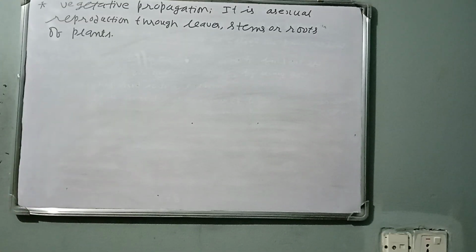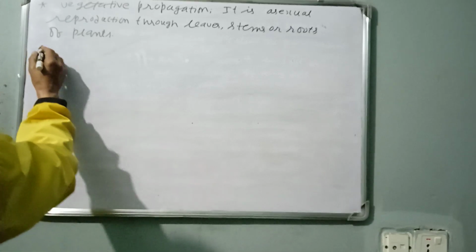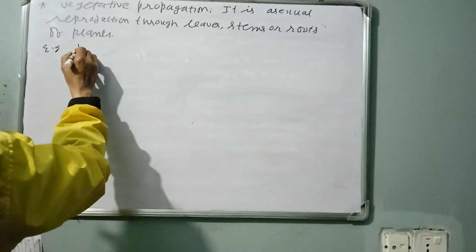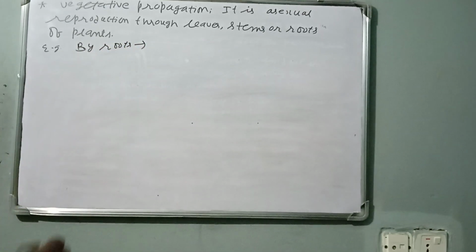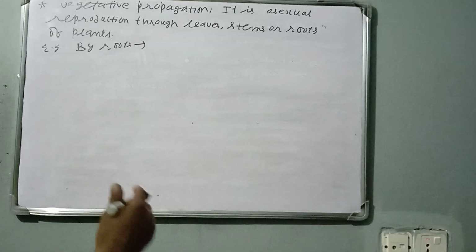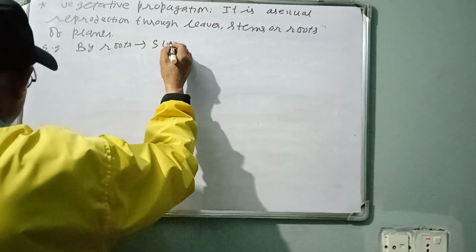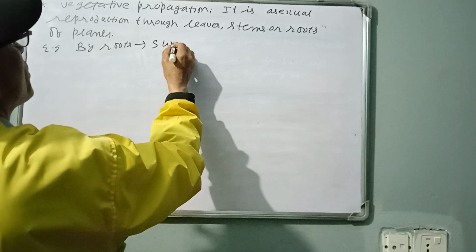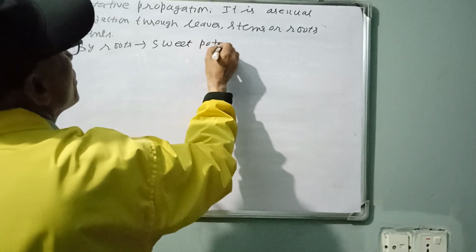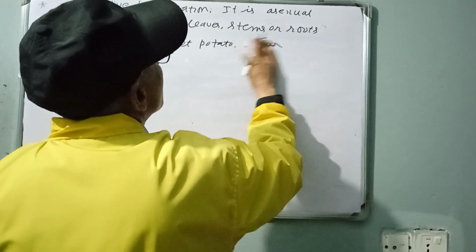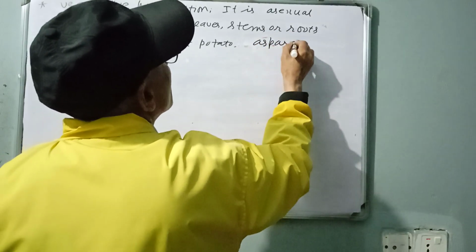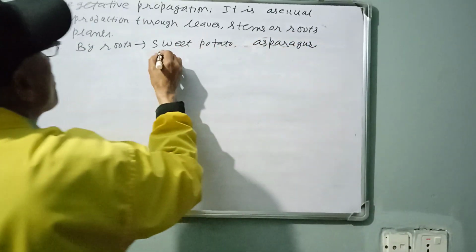For example, by roots. Say by roots. Can you say what are the plants which reproduce by roots? Sweet potato, sisau, asparagus.